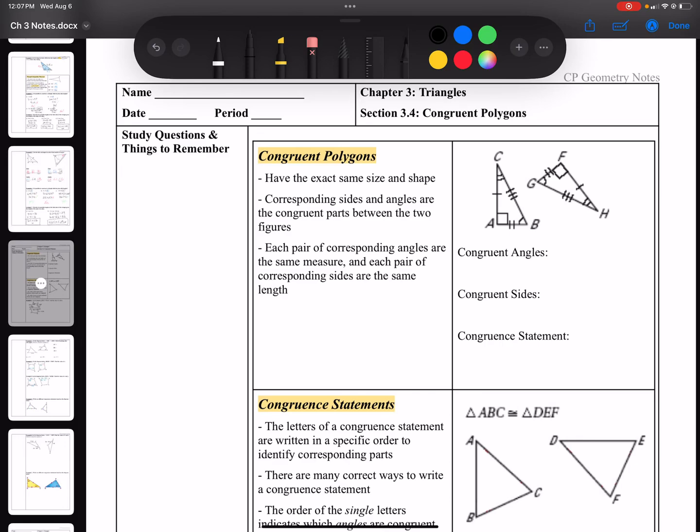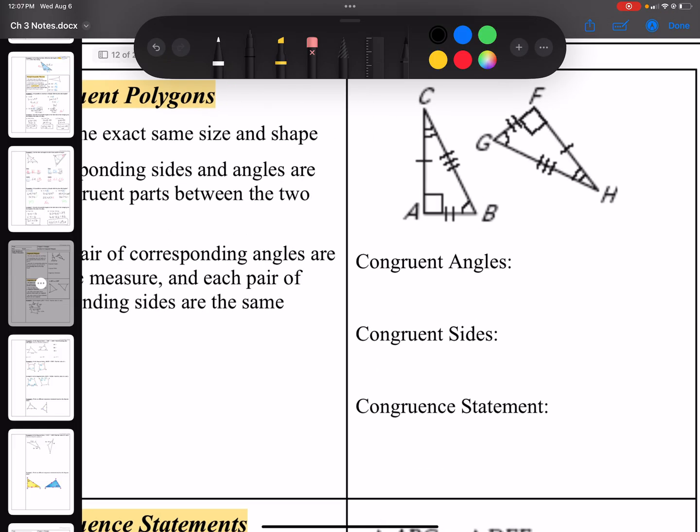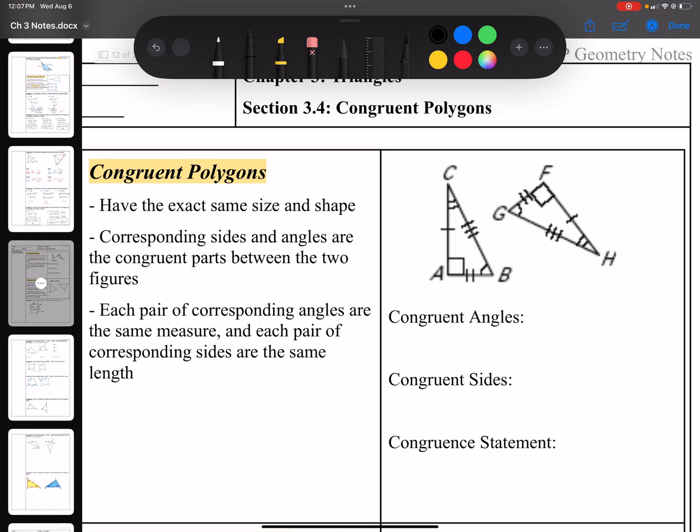Congruent polygons. Congruent polygons have the exact same size and the exact same shape. Their corresponding sides and angles are the congruent parts between the two figures. Each pair of corresponding angles have the same measure, and each pair of corresponding side lengths are the same length. So if we take a look at these two triangles, I notice that they have 3 pairs of equal sides and 3 pairs of equal angles, which is what makes them congruent.